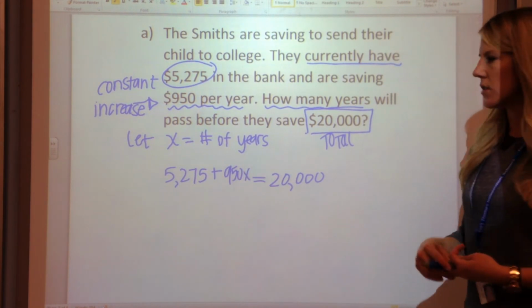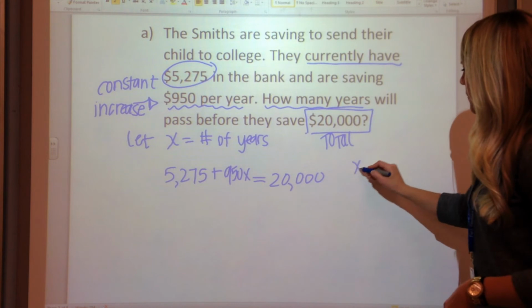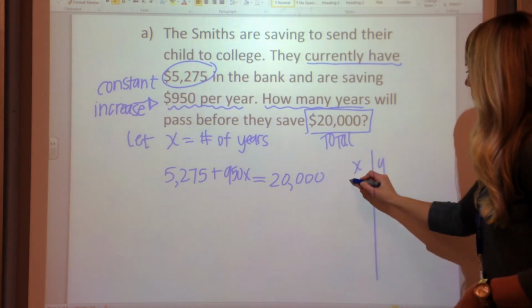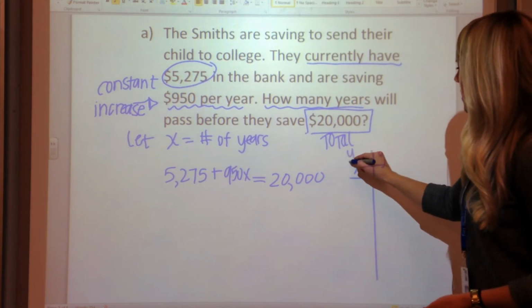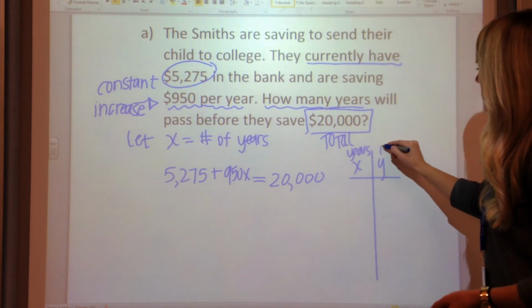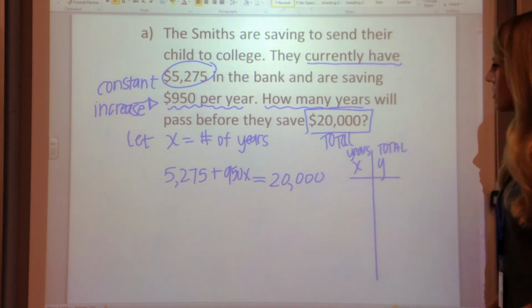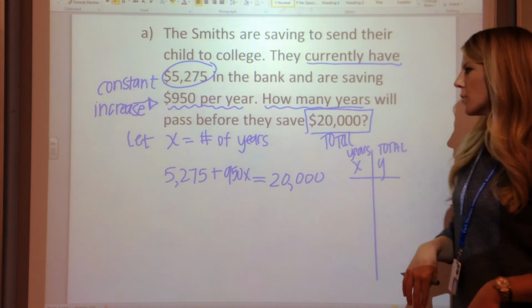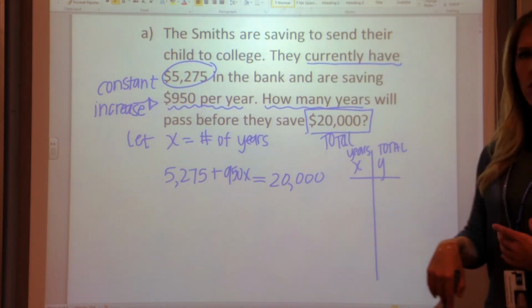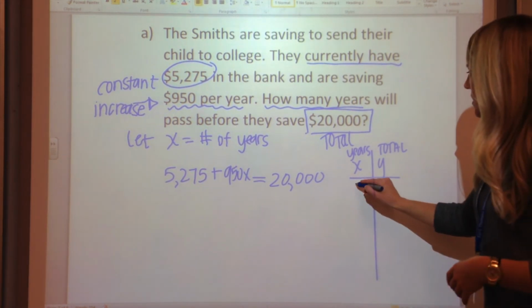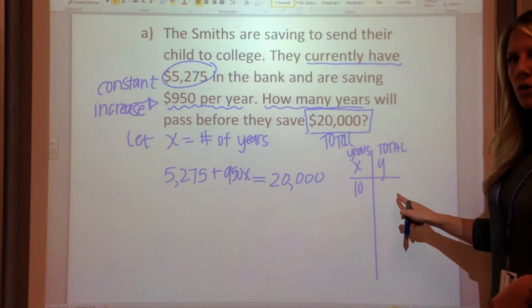So how can we solve this? We can make a little XY table. So this is years, and this is total. And we're just going to say, okay, what do we want to plug in for x? What do we want to start with? I don't know, let's start with, and this is kind of up to you, let's start with 10. Let's see what happens when x is 10. What does the total come out to be?